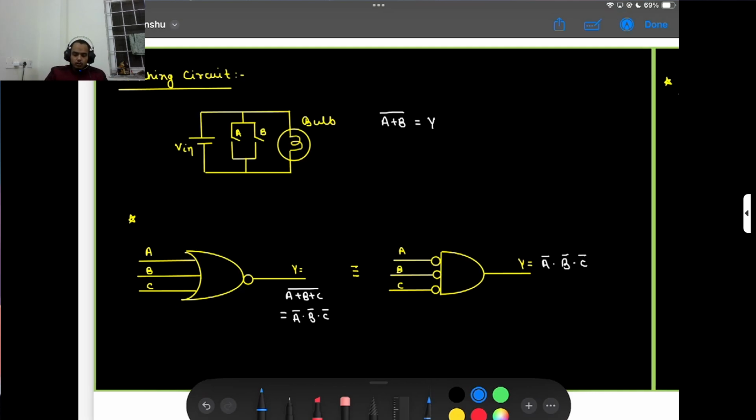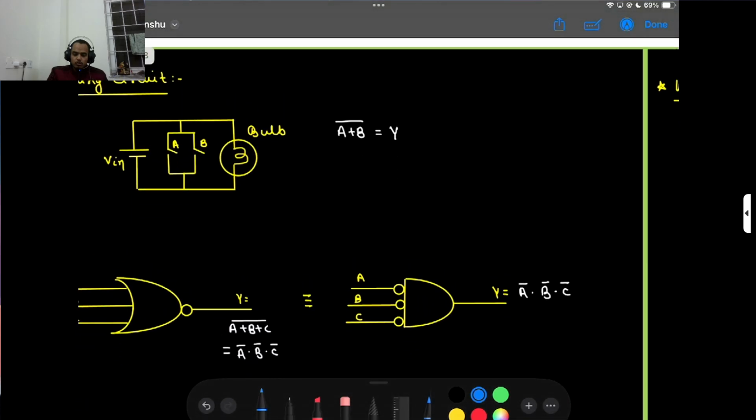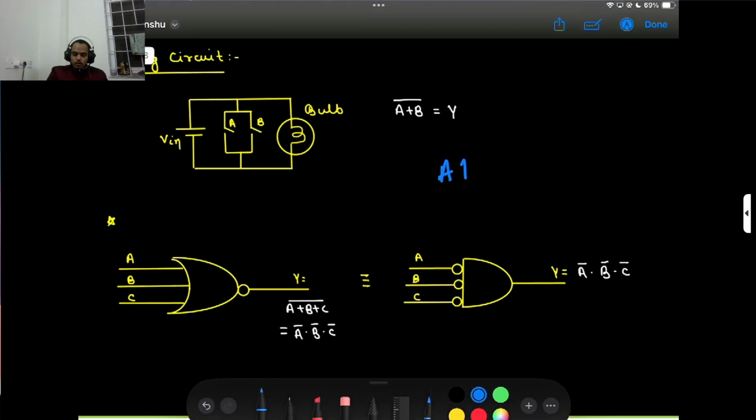So this is my switching circuit. Basically, whatever we studied about the NOR gate: A plus B whole bar. So, in parallel across the bulb.